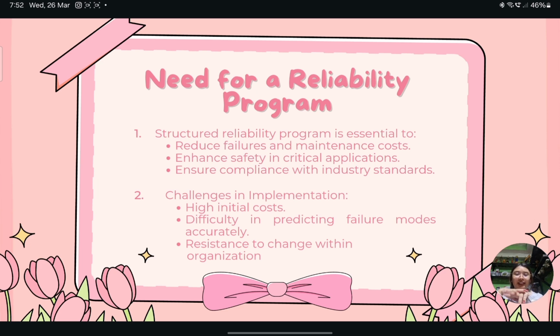Second, challenges in implementation. High initial cost. As what I've said, it is really high, quite expensive. And then difficulty in predicting failure modes accurately. And resistance to change within the organization.